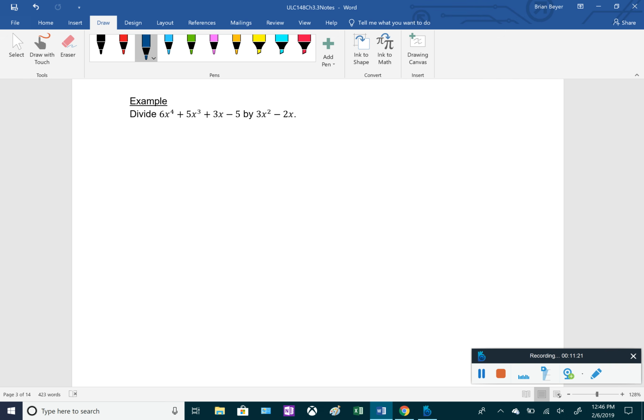So let's set this one up. So 6x to the 4th plus 5x cubed plus 3x minus 5 divided by 3x squared minus 2x. This is already in standard form. So what I'm going to do here is recognize that we're missing an x squared term in the dividend. I'm going to put in a 0x squared.